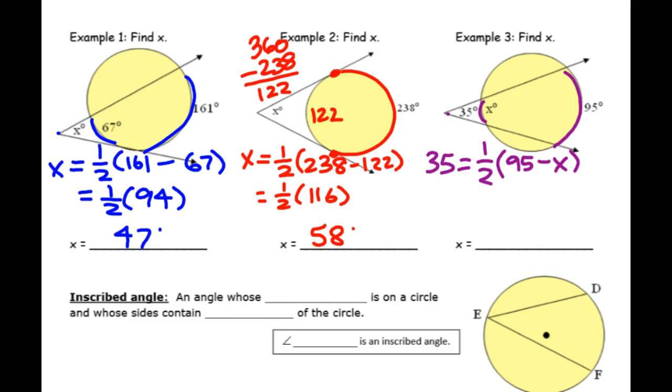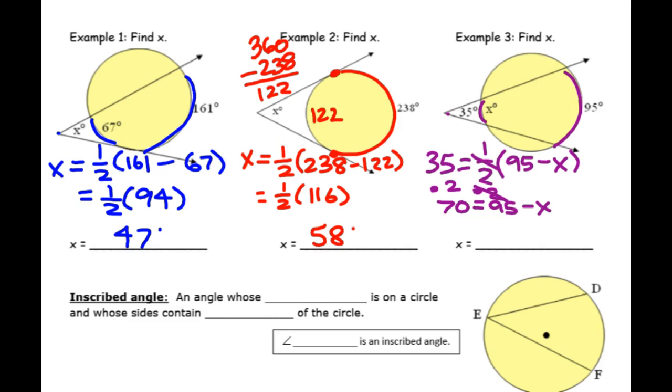So we want to solve for x. We need to get rid of the 1/2. How do I get rid of the 1/2? Times 2. So times 2 cancels out the 1/2. Times 2, what's 35 times 2? 70 equals 95 minus x.